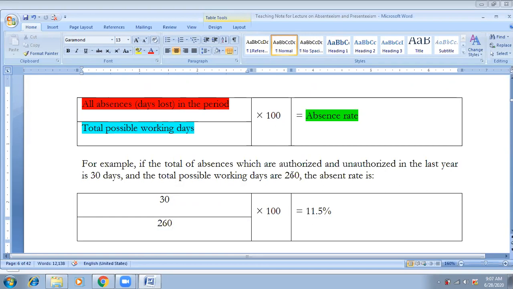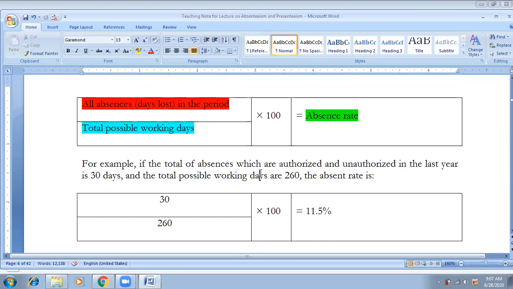Let me ask this question. What is this 260 days? The total possible days. How did you get that? Per year, there are how many days? 365 days. Yes. Then why have I considered 260 here? Remove Saturdays, Sundays, and other general holidays.